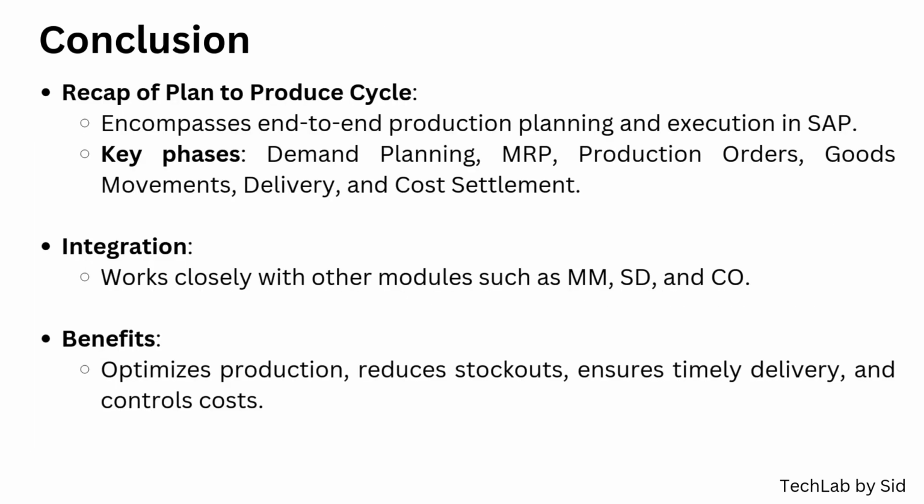To summarize, the plan to produce cycle is an end-to-end process that integrates various stages, from sales and operations planning to product delivery. By following this cycle, businesses can ensure that production processes are aligned with customer demand, resources are optimized, and costs are controlled. The integration of SAP PP with other modules, such as SD and CO, enhances the overall efficiency of production planning and execution.